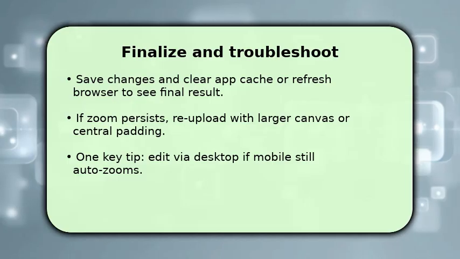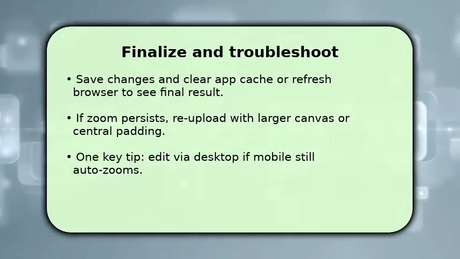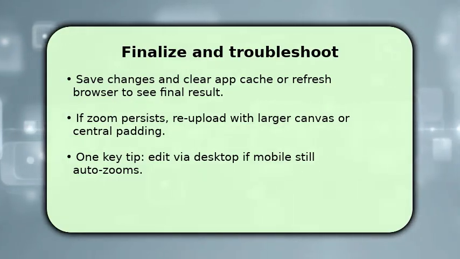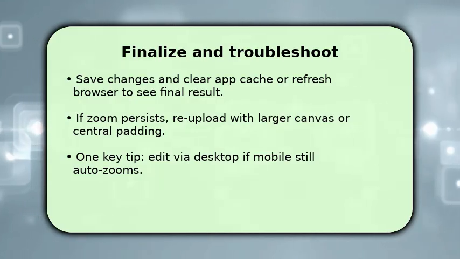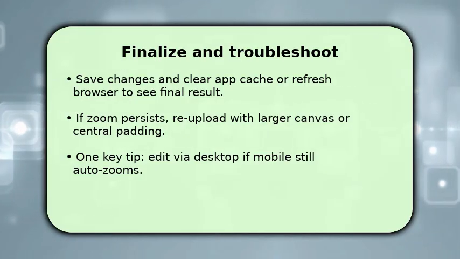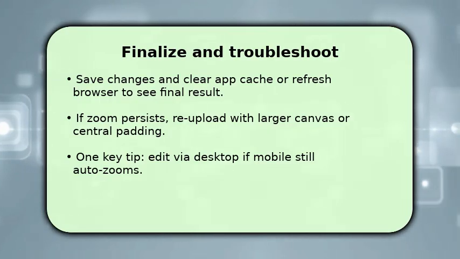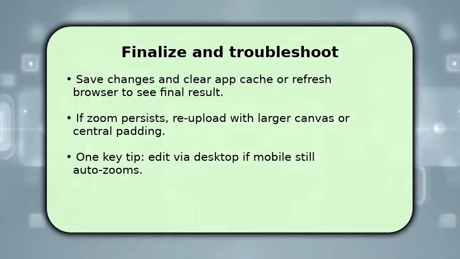Once done, try uploading from desktop because the desktop editor often gives more accurate framing than mobile. If problems continue, remove and re-add the photo. This simple retry often forces Facebook to recalculate the display correctly.